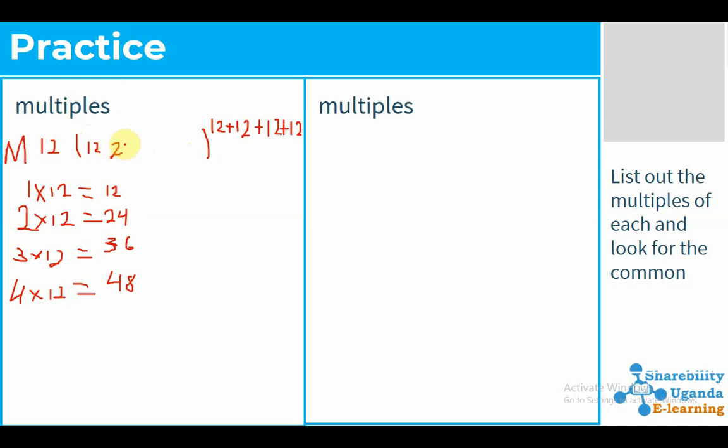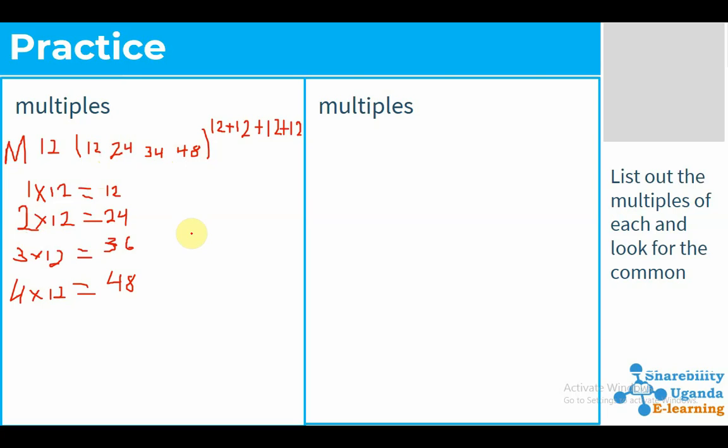We have our 24, our 36, and our 48. So we can say that these are the products of 12 times the other numbers given that are greater than 0. So we can say 12, 24, 36, 48 are multiples of 12.